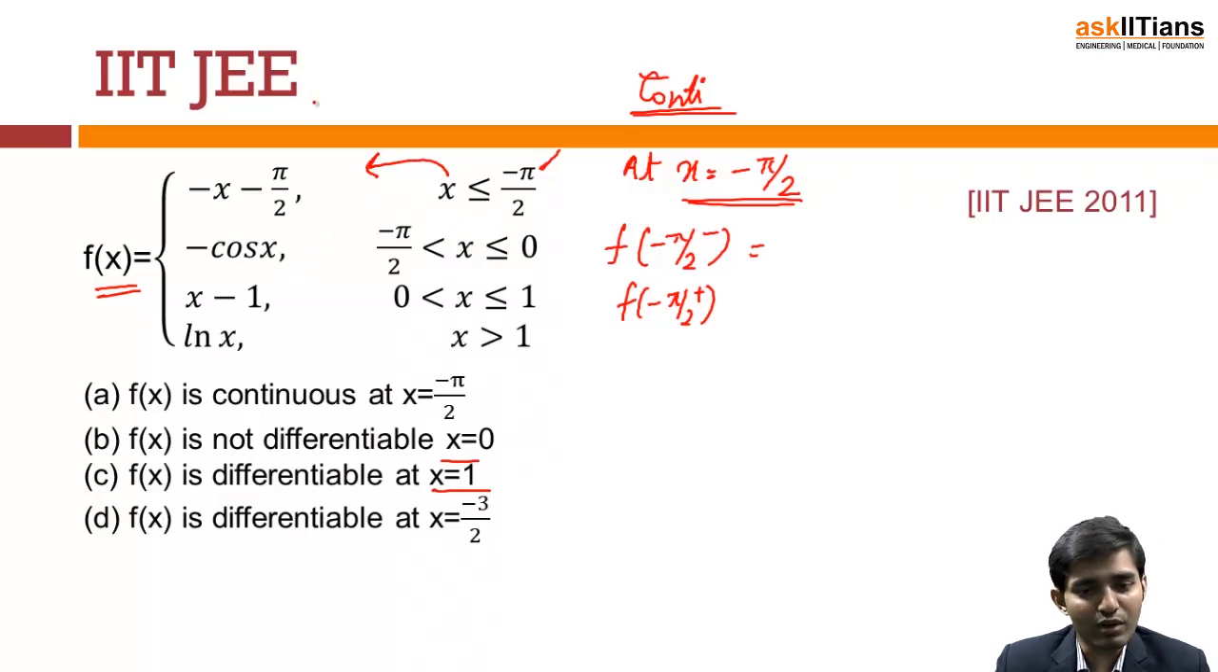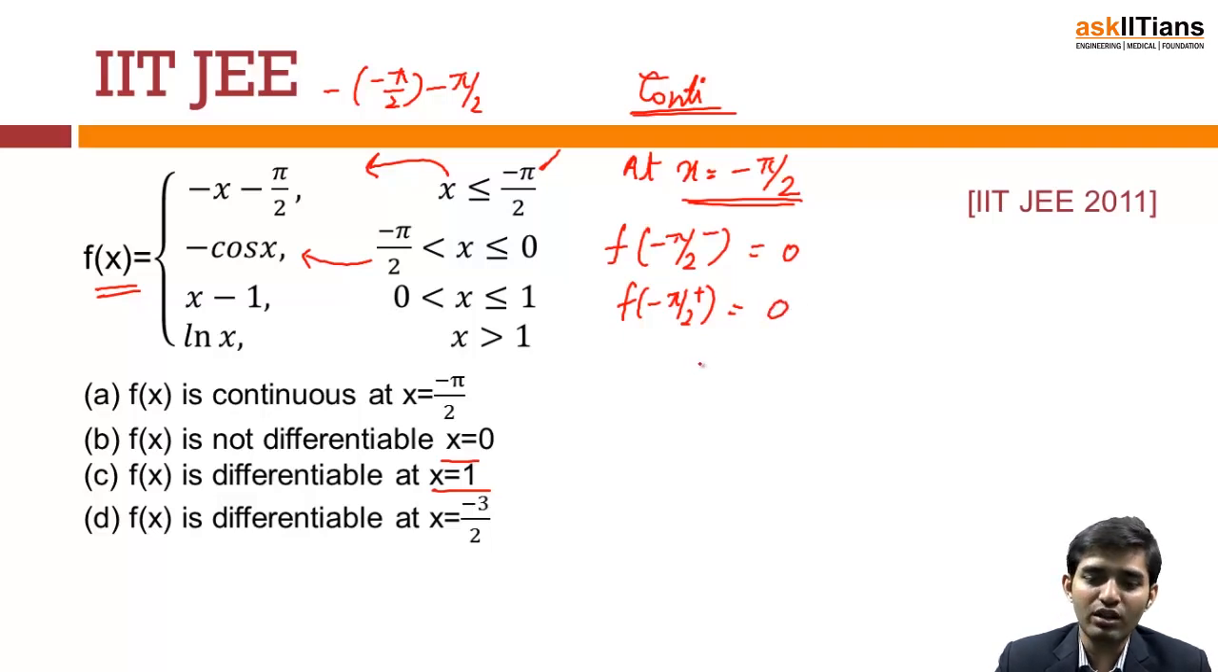If I put x equal to minus pi by 2, I will get minus pi by 2 minus of pi by 2. So this will be nothing but 0. And if I put x equal to minus pi by 2 in this, then again I will get minus cos of minus pi by 2, which will again be 0. Right, so LHL is equal to RHL is equal to the value of the function, so we can say the value of the function will also be the same, right, because this is greater than or equal to.